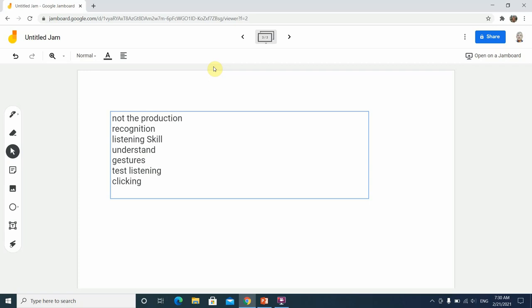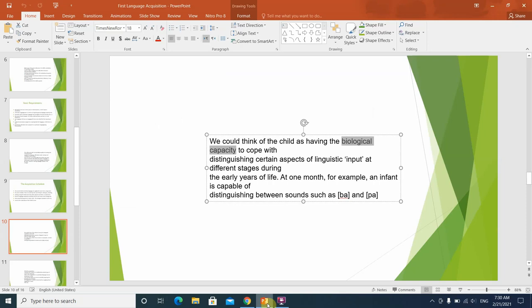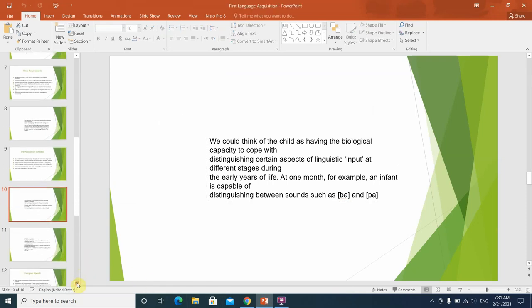So this child has a good listening ability. He has got a good physical ability to understand language or to realize sounds. If he realizes sounds, then he can realize language, and in the future he can produce language. So the first stage in the recognition of language is listening. He or she can listen to language.